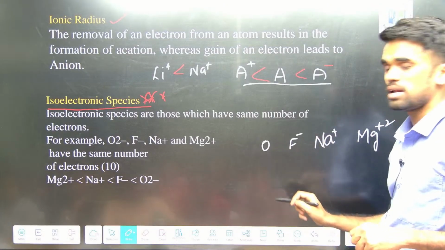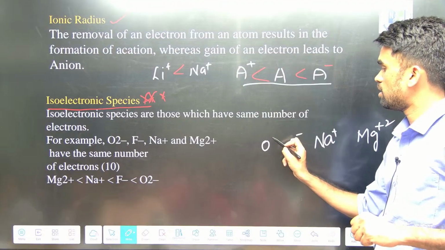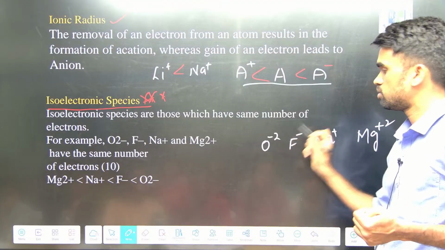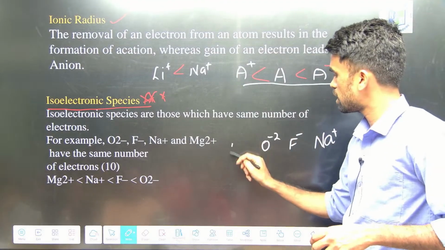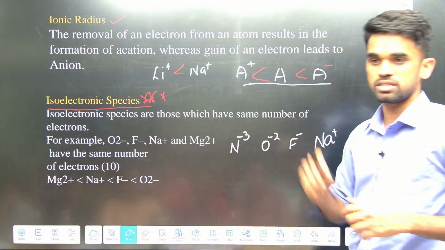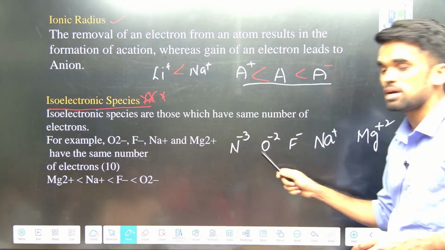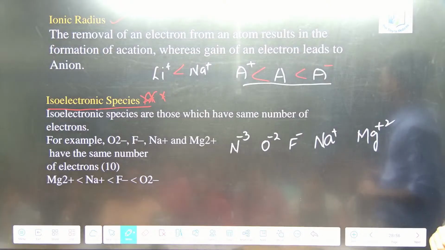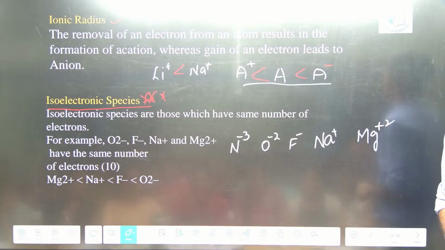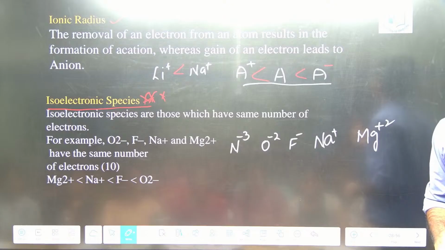Oxygen atomic number 8, if I add 2, 10. Like that you can make isoelectronic species. All of them have the same number of electrons. But nuclear charge is more in which case? Nuclear charge means positive or negative? Nuclear charge.